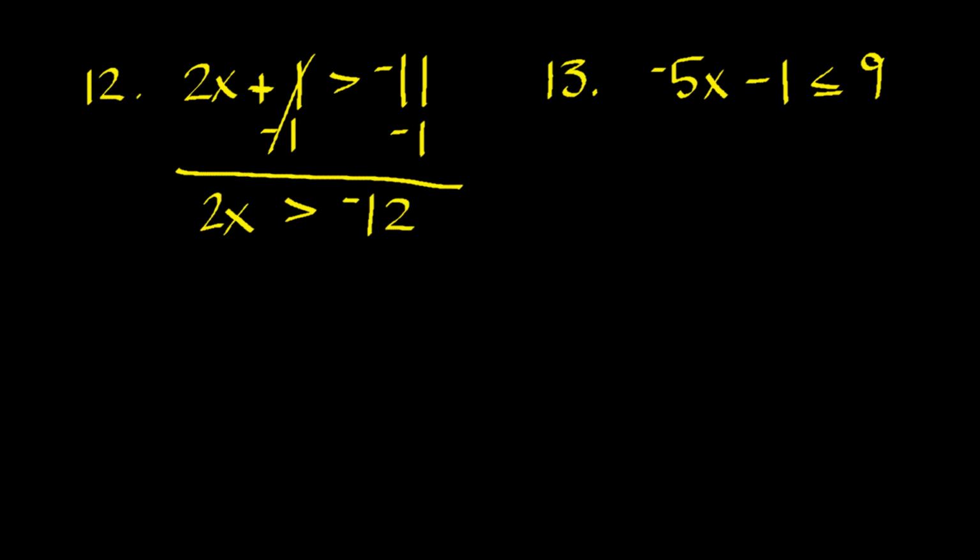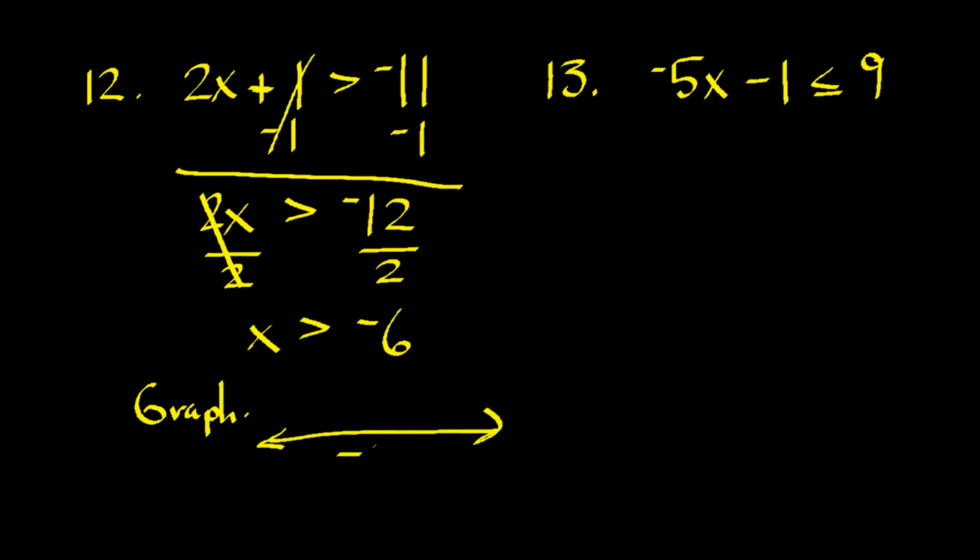Next, we will reverse the multiplication by 2 times x by dividing both sides of this inequality by 2. x, bring down the greater than, and -12 divided by 2 is -6. If they asked us to solve this and graph it, then we would graph this on a number line. Every number greater than -6 is in that direction, and since there's no equal here, we will do an open circle at -6.